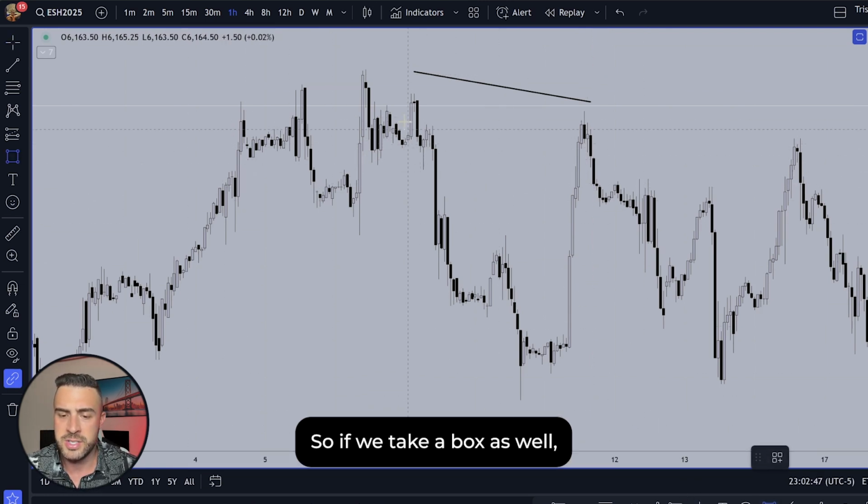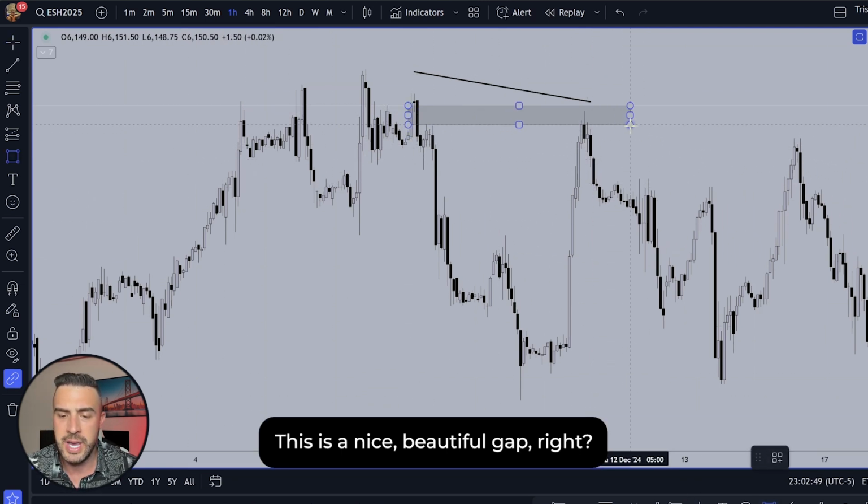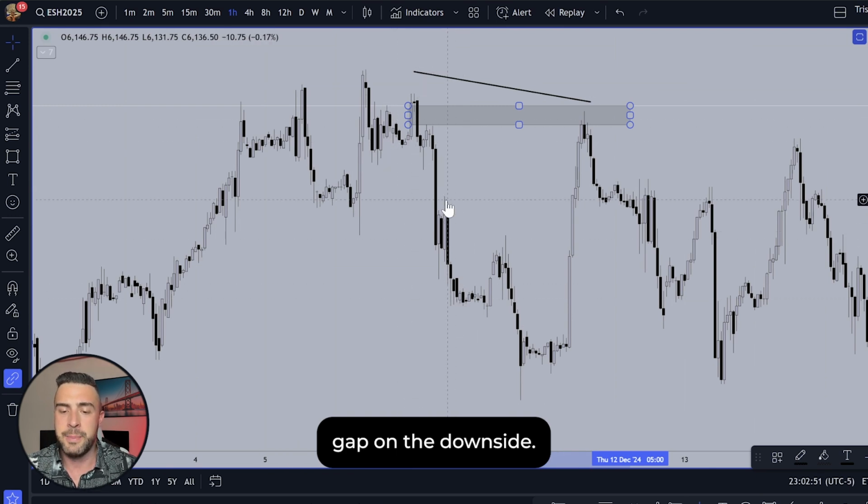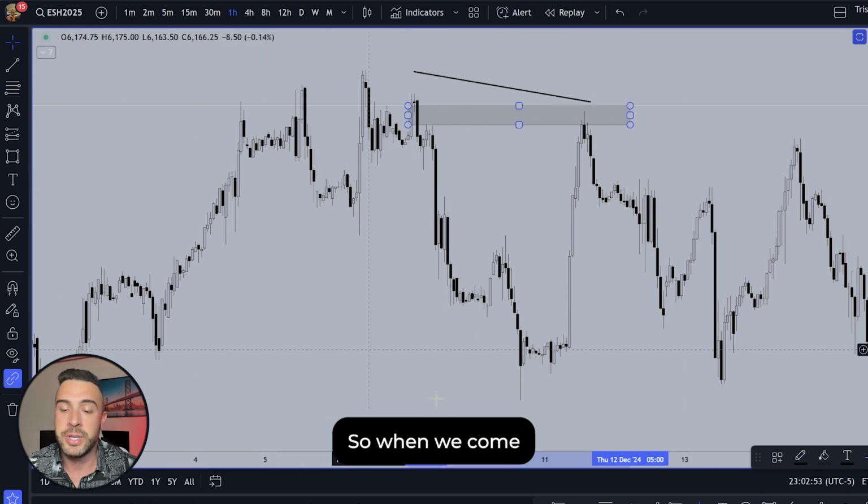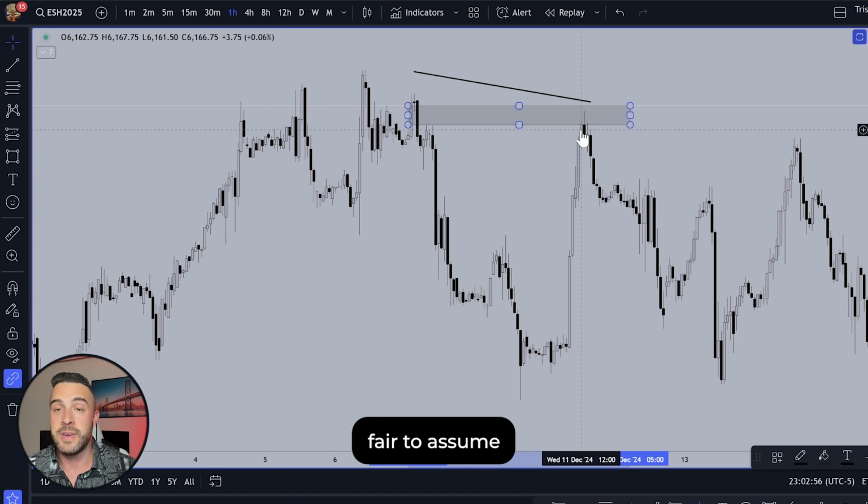So if we take a box as well, what is this? This is a nice, beautiful gap, right? We have a gap to the upside, gap on the downside. So it's a double gap. So when we come up into this zone, it's fair to assume we're going to see some type of reaction.